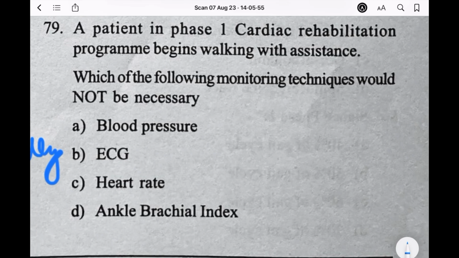Question number 79. A patient in phase 1 cardiac rehabilitation program begins walking with assistance. Which of the following monitoring techniques would not be necessary? Options are blood pressure, ECG, heart rate, and ankle brachial index. So the correct answer is D, ankle brachial index.